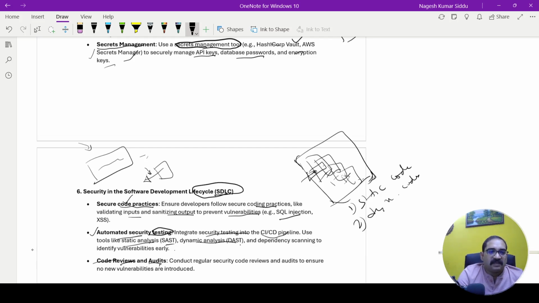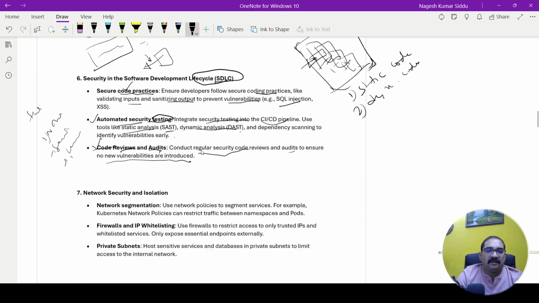We should not just look for the functionality. We should also look for non-functional stuff, like security is one and also performance is one, and we may identify some unnecessary code which we can remove as part of the code review. So all the developers need to learn how to review code properly, and they should do regular code reviews. So conduct regular security code reviews and audits to ensure no new vulnerabilities are introduced.